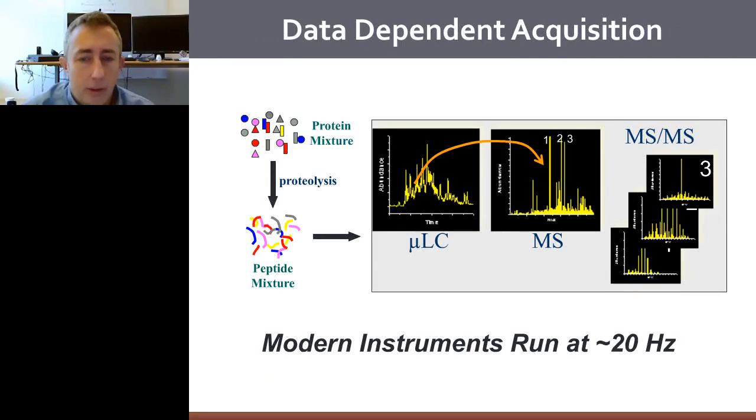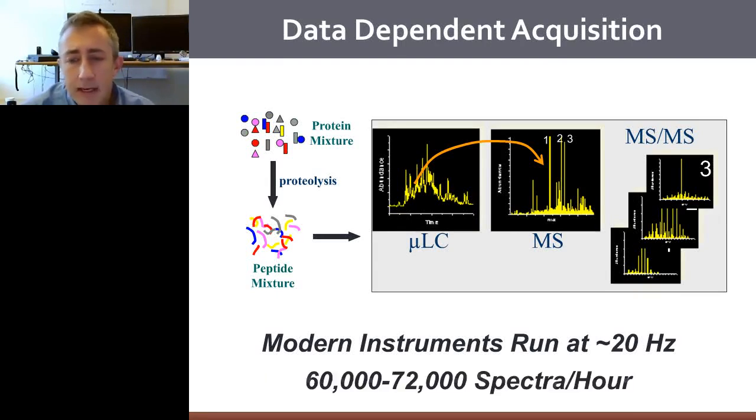Again, modern instruments run at 20 hertz, 20 spectra a second. I've already told you that we can see, in a short period of time, between 100 and 200,000 peptides in a run. But these instruments can only collect data at a speed of about 60 to 72,000 spectra per hour. So we're never going to be able to catch up, at least not in the near future, to sampling everything that's coming off on a chromatographic timescale.